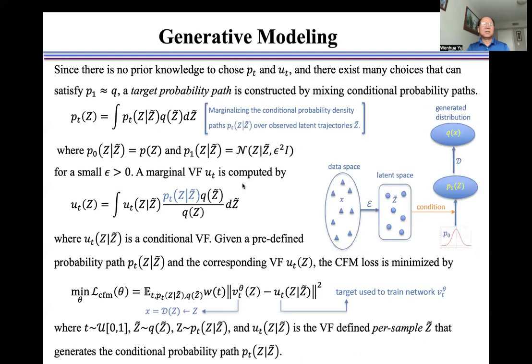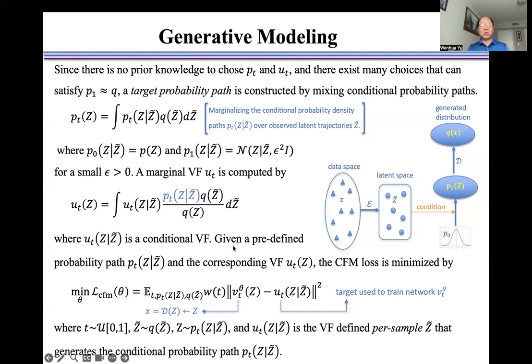Wt is a weighting function. Since there is no prior knowledge to choose Pt and Ut, and there exist many choices that can satisfy P1 similar to Q distribution, a target probability path is constructed by mixing conditional probability paths as shown here, where P0 equal to P1 is a normal distribution for a small epsilon larger than 0.